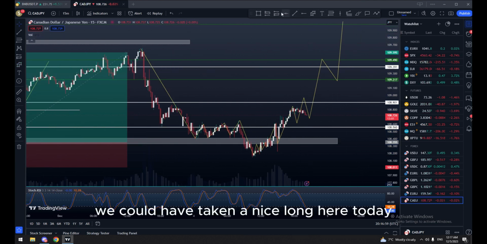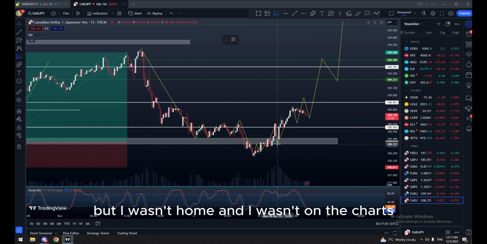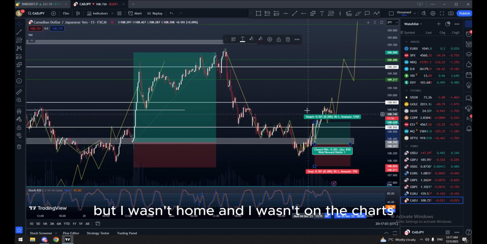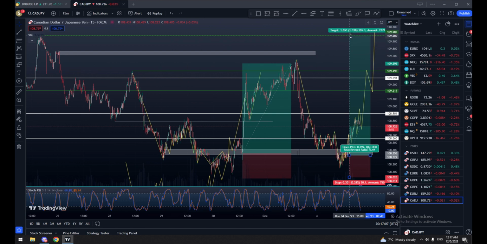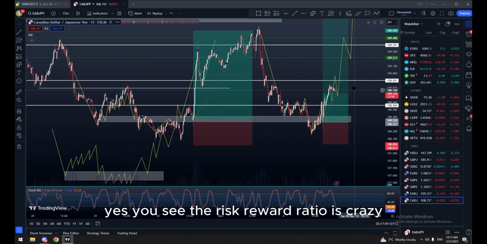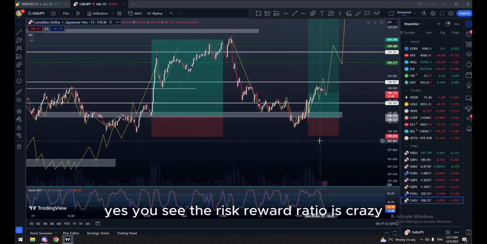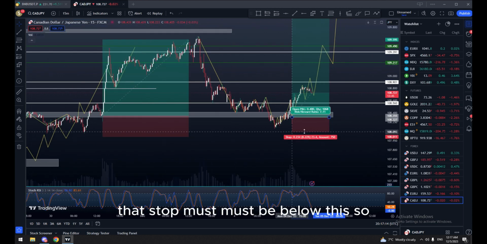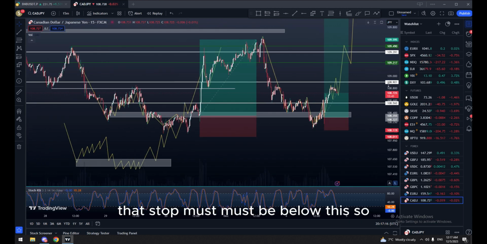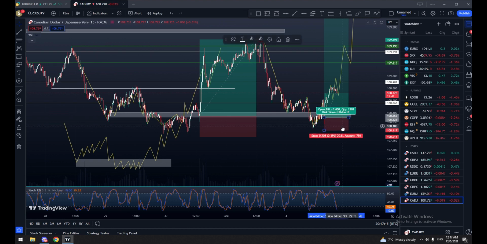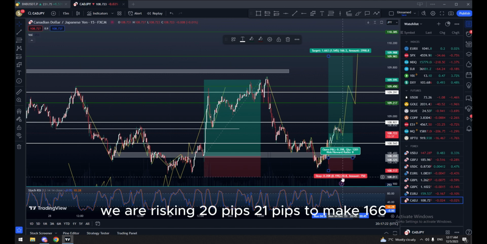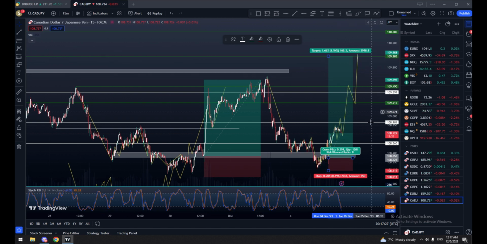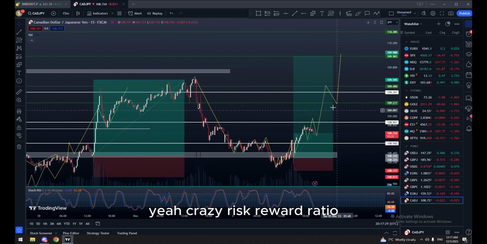We could have taken a nice long here today, but I wasn't home and I was not on the charts. We could target these highs, which you see the risk reward ratio is crazy. The stop must be below this. So what do we see here? We are risking 20 pips, 21 pips to make 166. Yeah, crazy risk reward ratio.